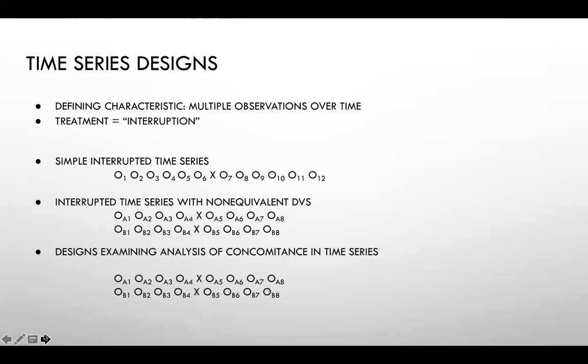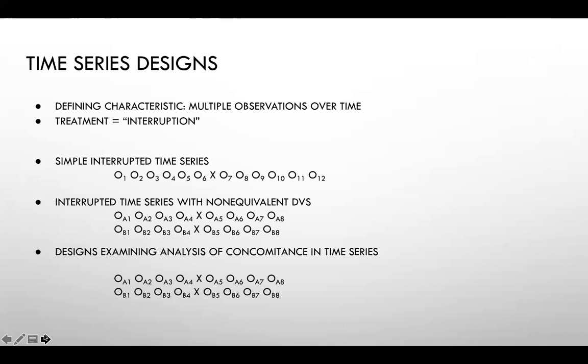Next we have the interrupted time series with a non-equivalent dependent variable. The main threat to the internal validity of a simple interrupted time series is history, meaning something other than the treatment is affecting these observations. To reduce this threat, we're going to add a second group or a second dependent variable. The OA time series represents one dependent variable, and the OB time series represents another. If the OA series shows an interruption at the time of treatment and the OB series does not, then the internal validity of the treatment effect is enhanced.